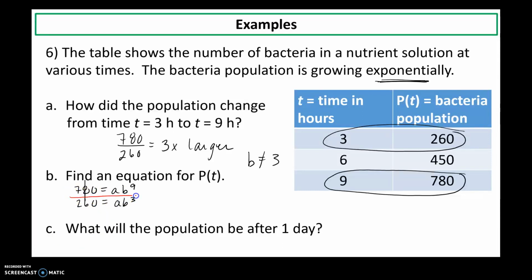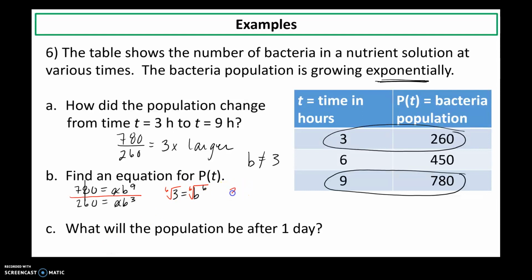Okay, now we divide the equations piece by piece. So we already said 780 divided by 260 would give us 3. The A's cancel out when we divide. Subtracting exponents, we get 3 is equal to B to the 6th power. So how do we solve for B? We take the 6th root of both sides.